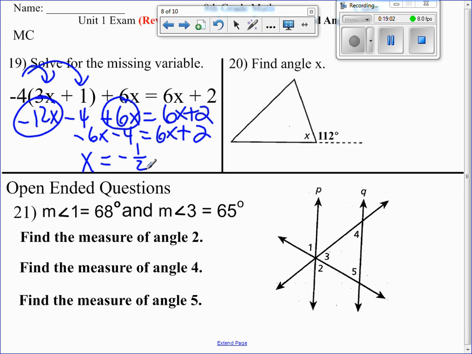Go back, rewind the video, watch that part again. I did the whole thing correctly. It's x equals negative 1/2.